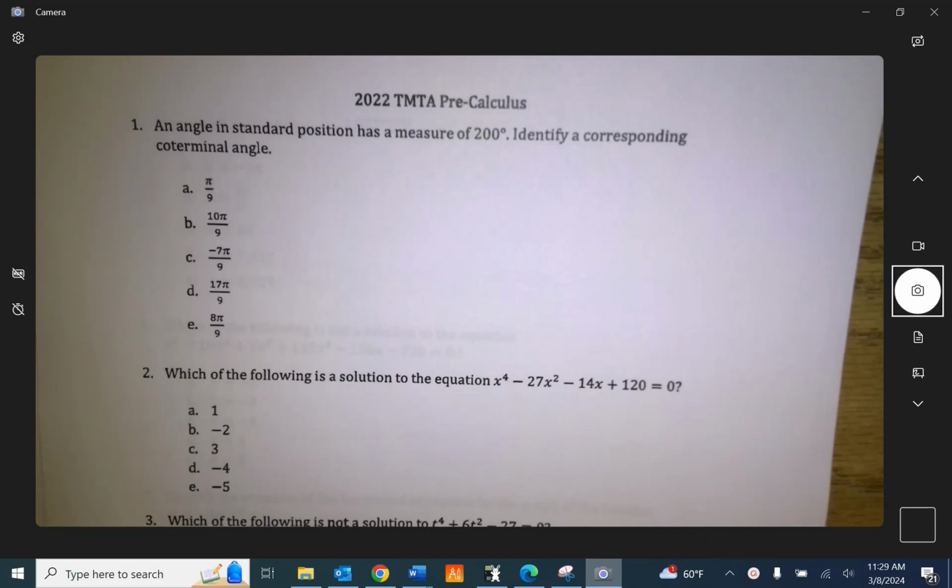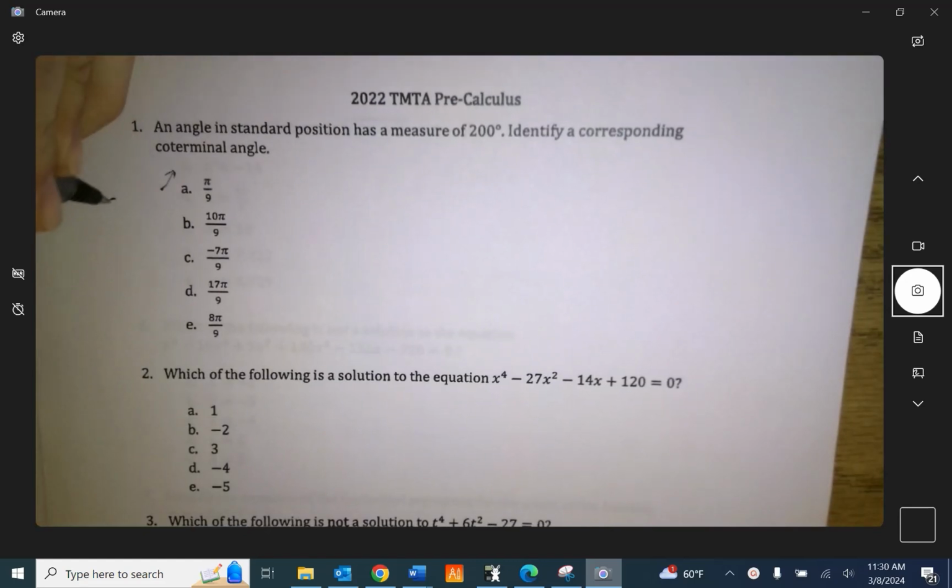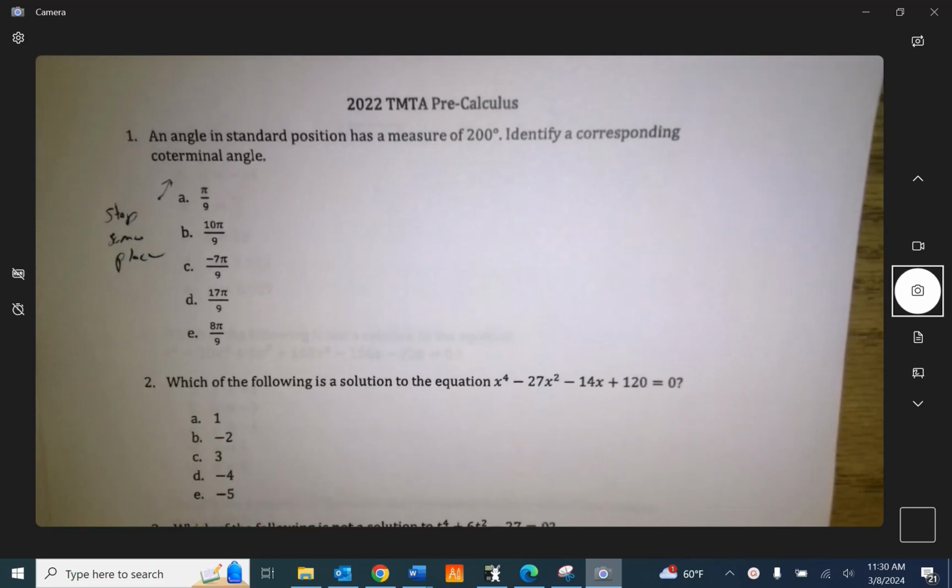An angle in the standard position has a measure of 200 degrees. Identify a corresponding coterminal angle. Coterminality means you stop at the same place. Stop, same place. That's what it means.